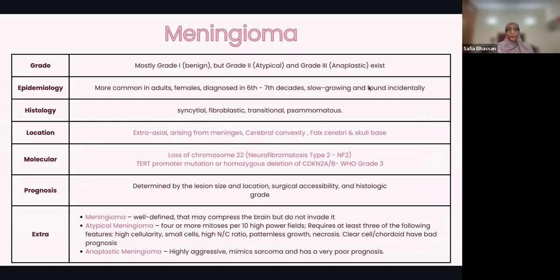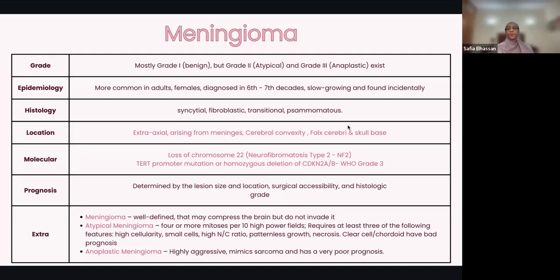For the grading of the meningioma, most of them are grade 1, which is benign, but then you could also have grade 2, which is atypical, and grade 3, which is anaplastic. This is more common in adults, in females, and is usually found in older patients. Now, these tumors are very, very slow growing, and they're usually found incidentally.